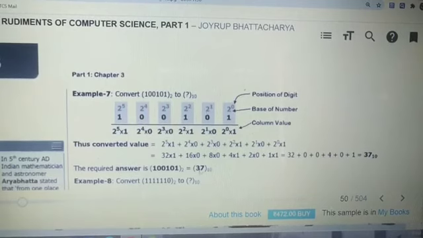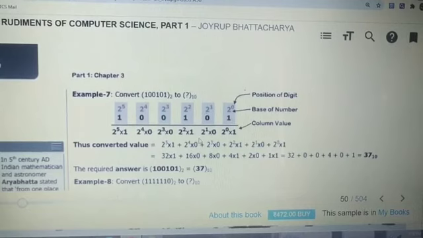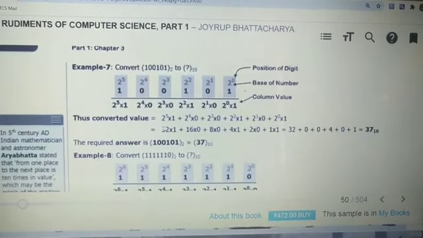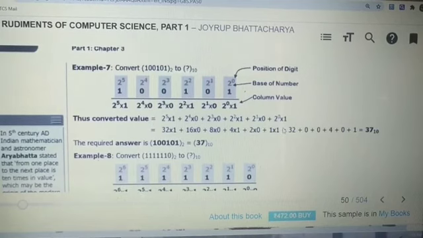Plus 2 to the power 4, which is 16, and 16 times 0 is 0. Plus 2 to the power 5, which is 32, and 32 times 1 is 32. So 32 times 1 plus 4 times 1 plus 1 times 1. If you add it up, we get 37. So the answer is 37 in base 10. This is how we do binary to decimal conversion.